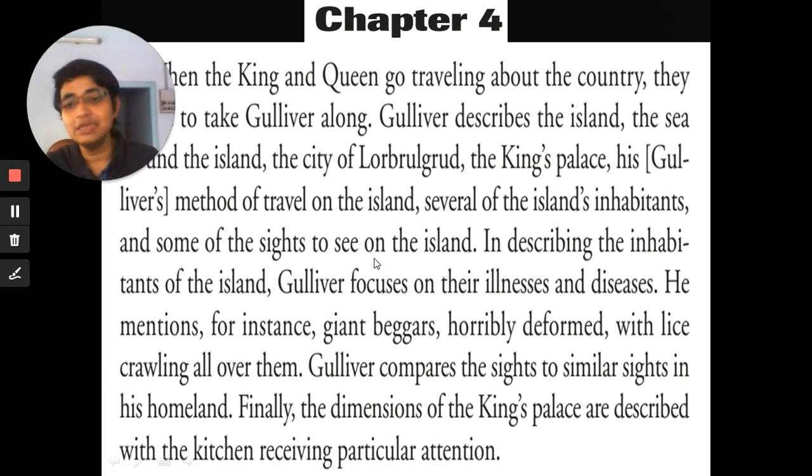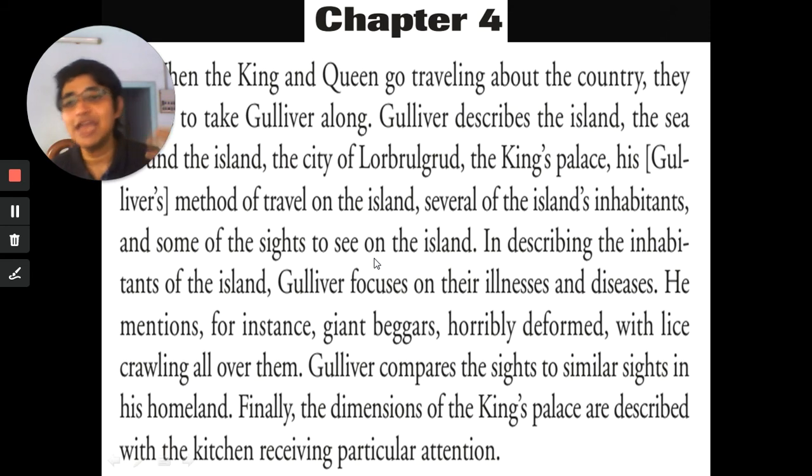So in describing the inhabitants of the island, Gulliver focuses on their illness and diseases. He mentions, for instance, giant beggars, horribly deformed, with lice crawling all over them. And Gulliver compares the sights to similar sights in his homeland. And finally, the dimensions of the king's palace are described, with the kitchen receiving particular attention. So Gulliver in this particular chapter again describes the beggars, those who are physically deformed.